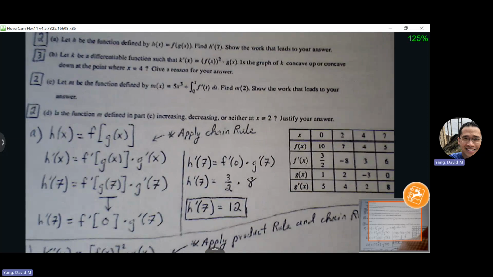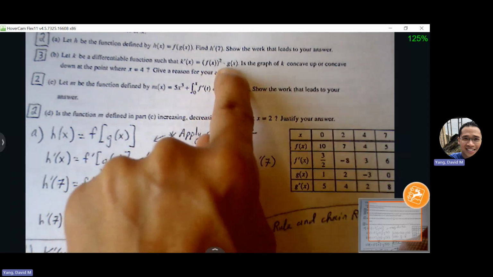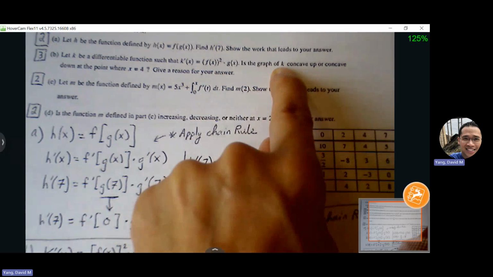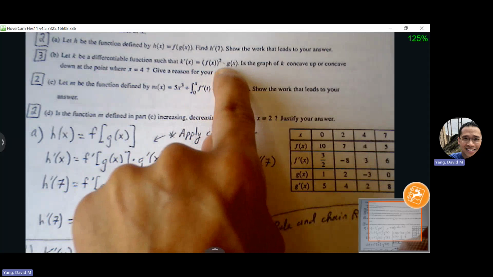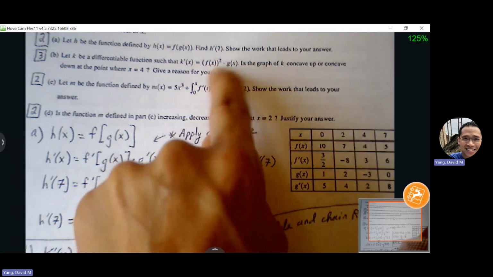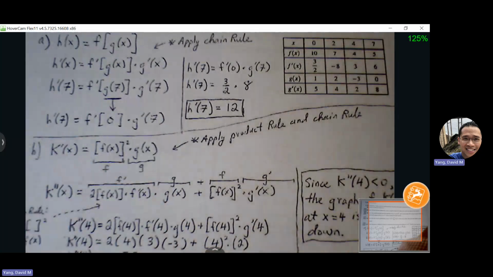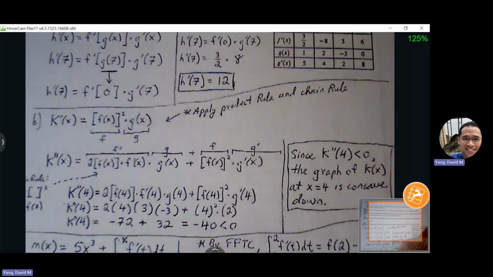Okay, part B. Let K be a differentiable function such that K prime equals F of X quantity squared times G of X. Is the graph concave up or concave down? So we know to get to concavity, we have to get to the second derivative. So for the second derivative, we have to go through product and chain rule. That F of X squared is a hidden chain rule there. So let's step through. Let's understand that product rule is going to be the larger rule. We're going to apply that first.